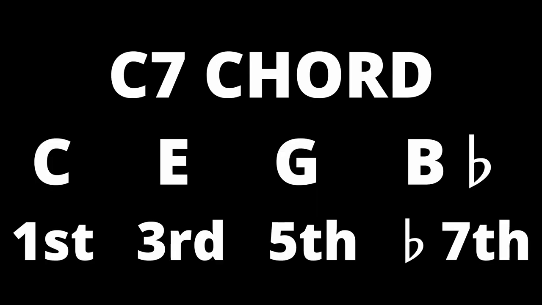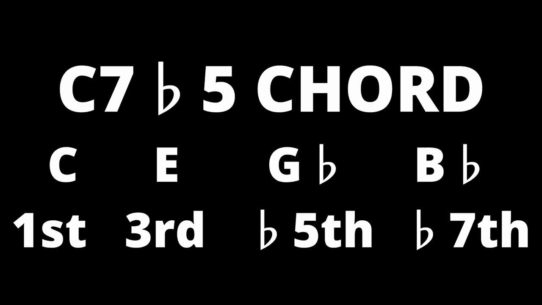The seventh note is B. If you flatten this note, dropping it a half step or semitone, then you get the note B flat. Add this to the C major chord and you have a C dominant seventh chord. If you flatten the fifth note G by dropping it half a step or a semitone, then you have a G flat note. Use this in the previous chord and you have a C7 flat 5 chord with the notes C, E, G flat and B flat.